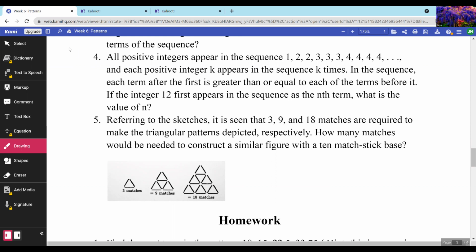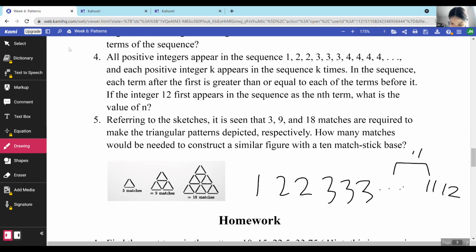I think it might be just 1 plus 2 plus 3 plus 4 plus 5 plus 6 plus 7 plus 8 plus 9 plus 10 plus 11, then plus another 1. Correct. That's the idea. Since the terms before were 1, 2, 2, 3, 3, 3, and so forth to 11, and that happens 11 times, and 12 is the next term. First, I have to find how many terms are before. Let's call it, for instance, x terms. And since n is the next term, n is x plus 1.